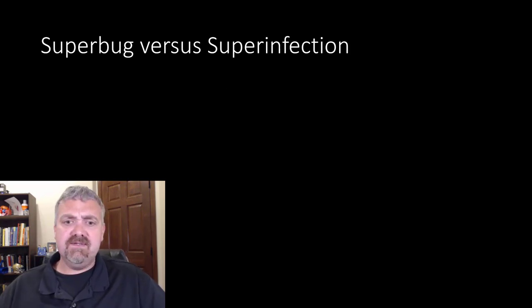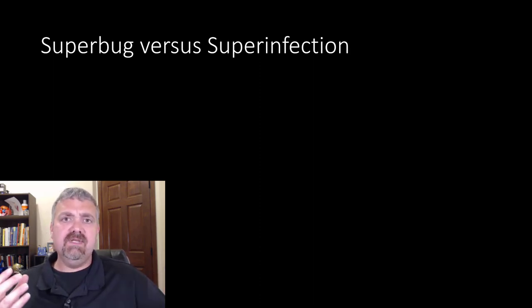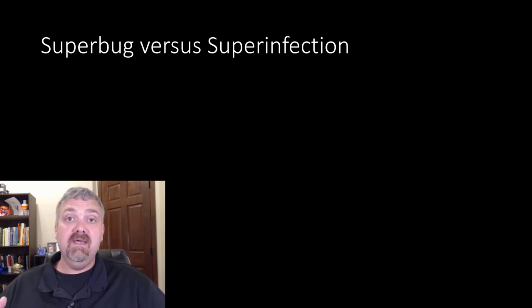What else about them? Think about C. diff. If somebody has a C. diff infection, they may have actually been infected or colonized by those microbes 10, 20, 60 years earlier. It just now pops up because of antibiotics. That's why almost everyone that has a C. diff infection has recently taken antibiotics. The only other examples I've seen are people that are severely immunocompromised or maybe undergoing chemotherapy. All right, so that is a superbug versus superinfection.